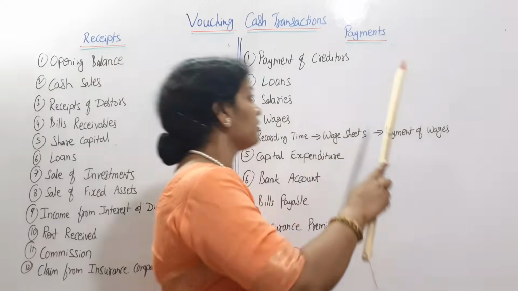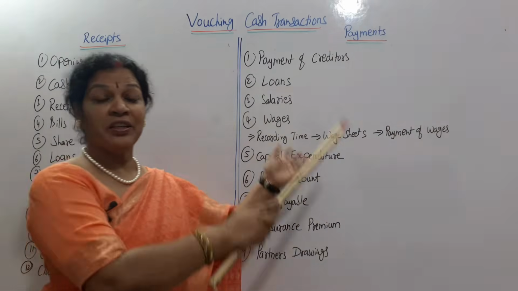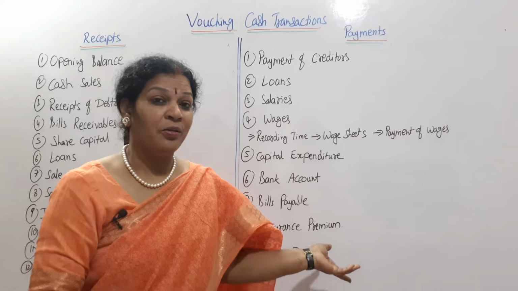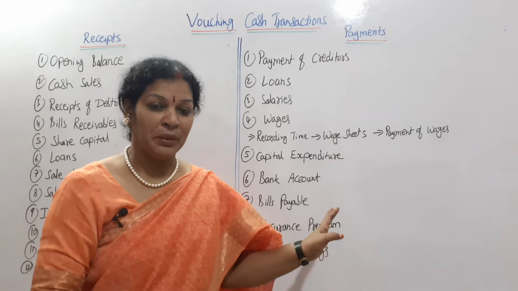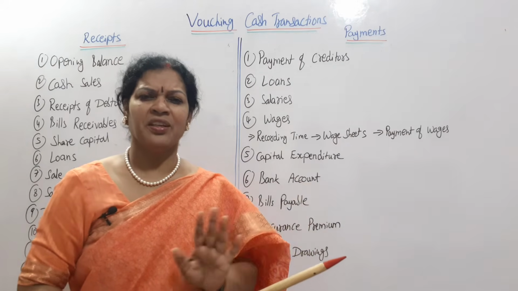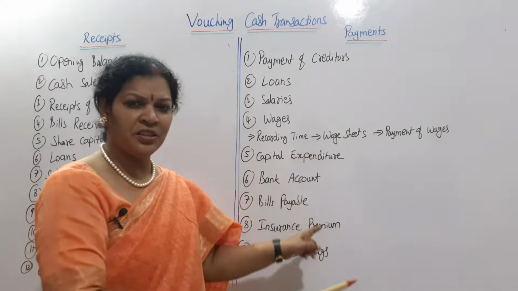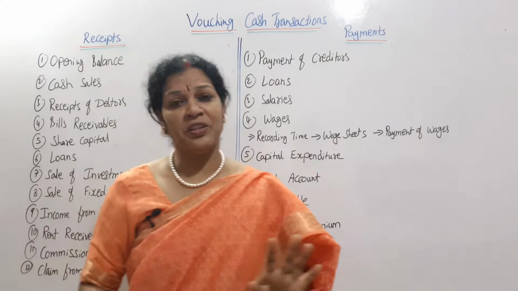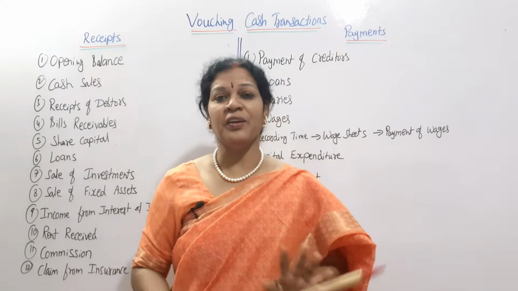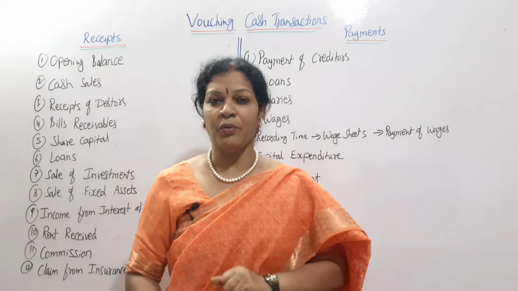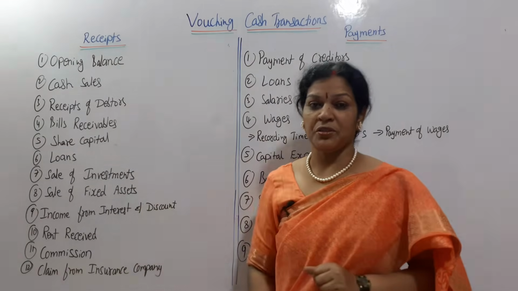In the same way, payments. Different kinds of payments are there. How do you vouch each and every payment? That we have to discuss. Just 2 to 3 lines for each and every transaction. Explanation is required. That's enough, not much. Okay. Now we'll see first cash receipts.